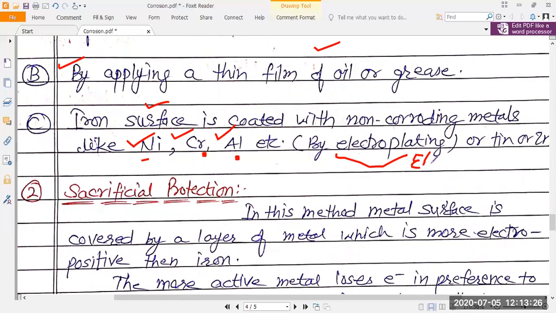And this process is done by electroplating. In electroplating, we know electrolytic cells are formed. By the formation of an electrolytic cell, we can do the process of electroplating.